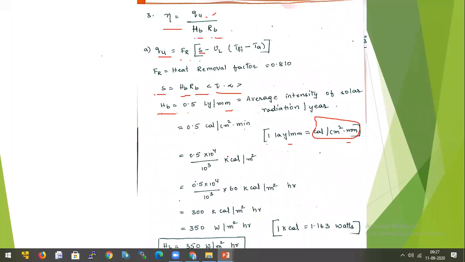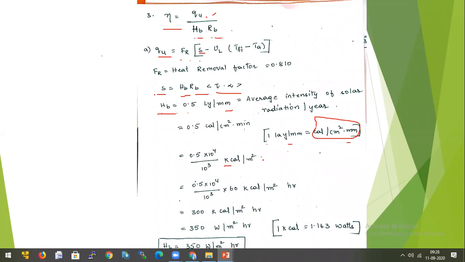Okay, so multiplying and dividing. 0.5 into, this is centimeter square, is converted into meter square. That's why 10 power 4, and down is 10 power 3, because I am converting into kilo, I am keeping 10 power 3 downwards. And numerator 10 power 3 can be written as K there. So this is the total 0.5 into 10 power 4 by 10 power 3, kilocalories per meter square.